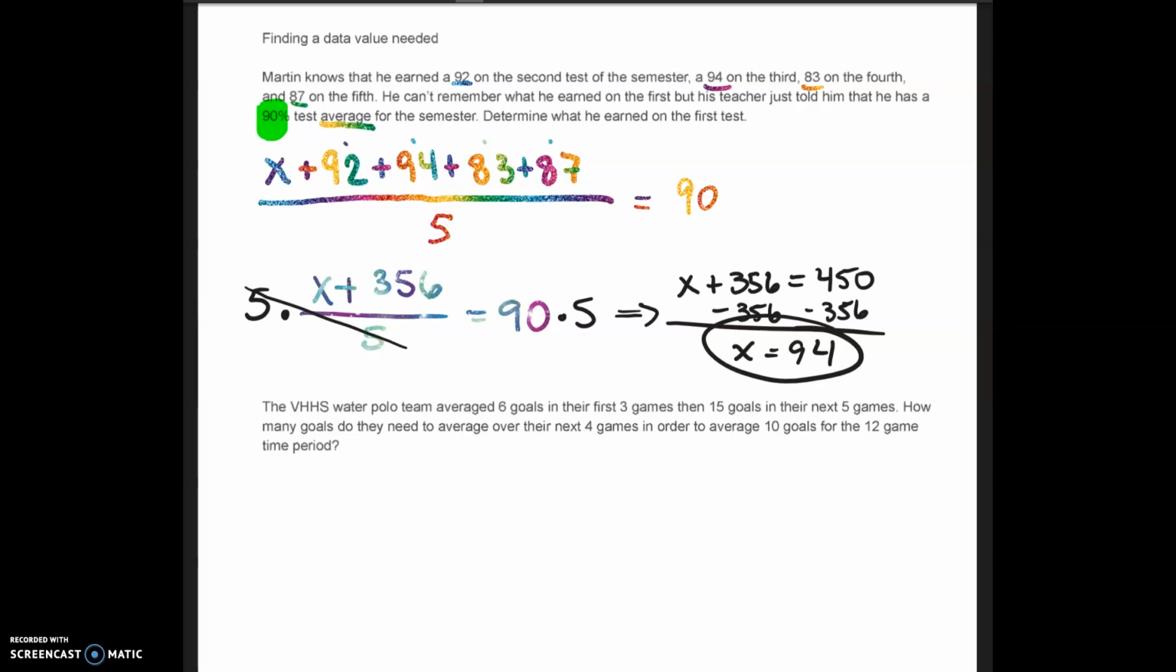So that's how we do these problems. We're a little bit backwards, where instead of knowing all the data points, we have a missing data point, but knowing the average, we're able to figure out what that data point was.